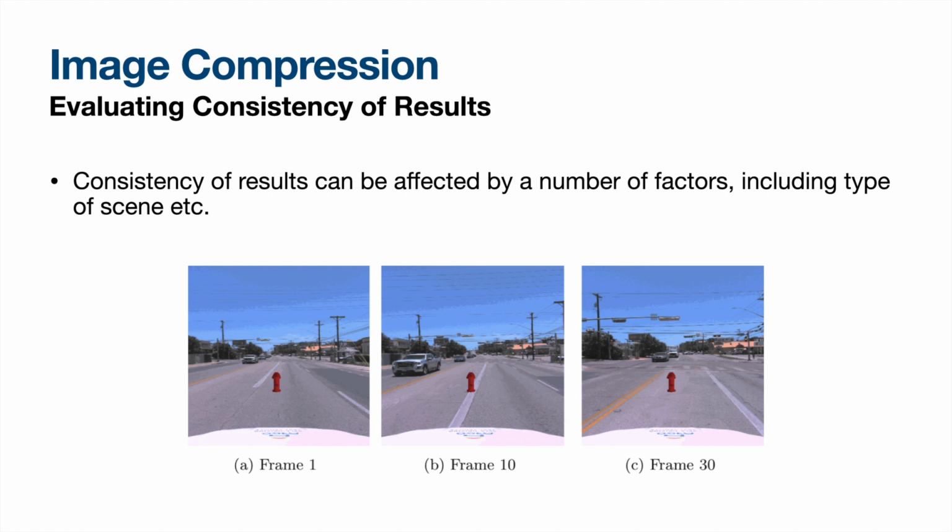The consistency of results for image compression as a defense against adversarial attacks can be affected by a number of factors, including the type of scene and the specific image compression algorithm being used. Different types of scenes may have different levels of complexity and detail, which can affect the effectiveness of image compression algorithms. Therefore, 15 frames are selected, with different intervals in between, and experimented on to evaluate whether the results for image compression are consistent across the different scenes.